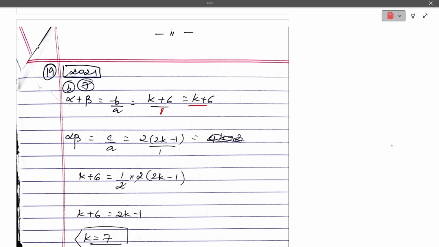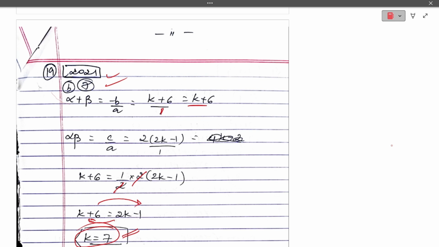Alpha into beta is c by a, which is equal to 2 into 2k minus 1. So we know alpha plus beta is equal to half times the product. So this 2 gets cancelled. So k plus 6 is equal to 2k minus 1. So this will take this side, this will take this side. So k is equal to 7. Okay, clear? This was asked in 2021.